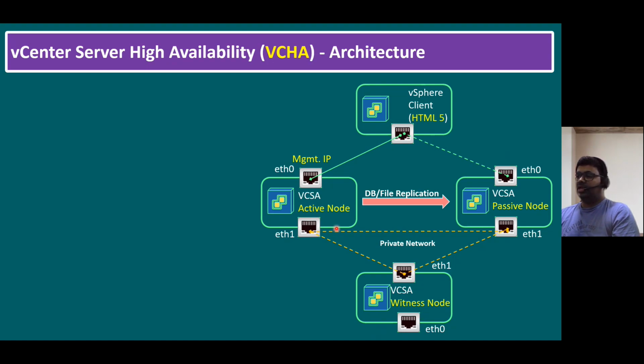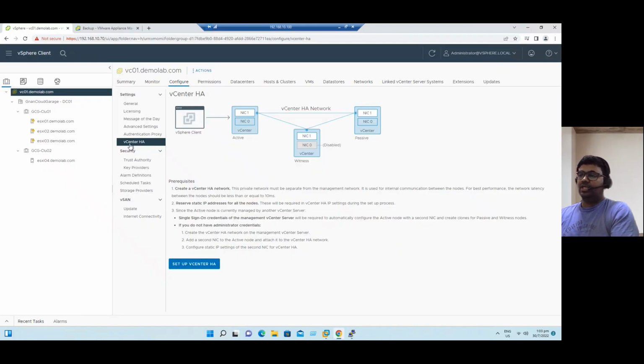Okay, the same diagram we can also observe from our vCenter server. Go to the configure tab, VCHA, you can see. To connect to our vCenter server, we are connecting to the active node using the vSphere client. And then once you start setup VCHA, it will help you set up the witness node and passive node. And remember that each vCenter node has two NIC cards, NIC 0, NIC 1. We can also call them Ethernet 0, Ethernet 1, and terminology wise, you can use any terminology. Both the active and passive nodes will connect to a private network, which is nothing but the vCenter HA network. And within our vCenter node, our NIC 0 is in a disabled state.